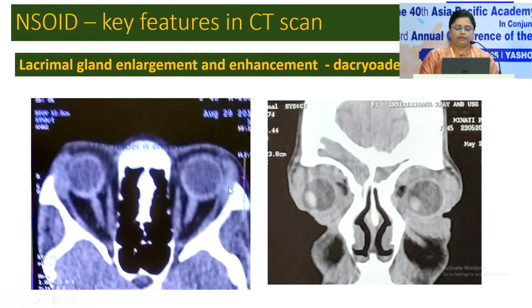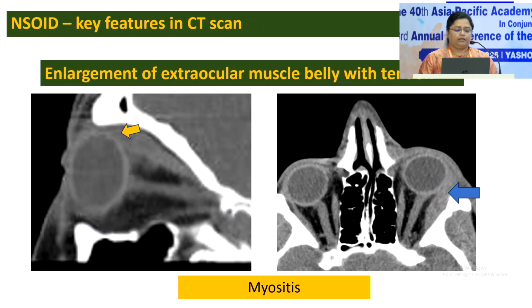However, this may happen also in other diseases, like some tumors like lymphoma and other diseases. For the actual diagnosis, we have to go for MRI with some special protocol like DWI. Next is enlargement of the extraocular muscle belly with the tendon. This is myositis. Here you can see that both the muscle belly and the insertion are inflamed, enhanced.